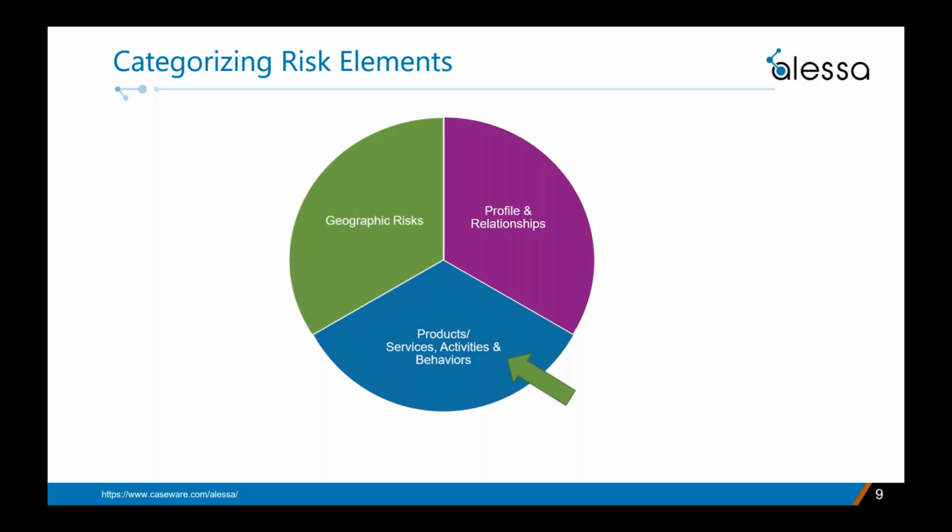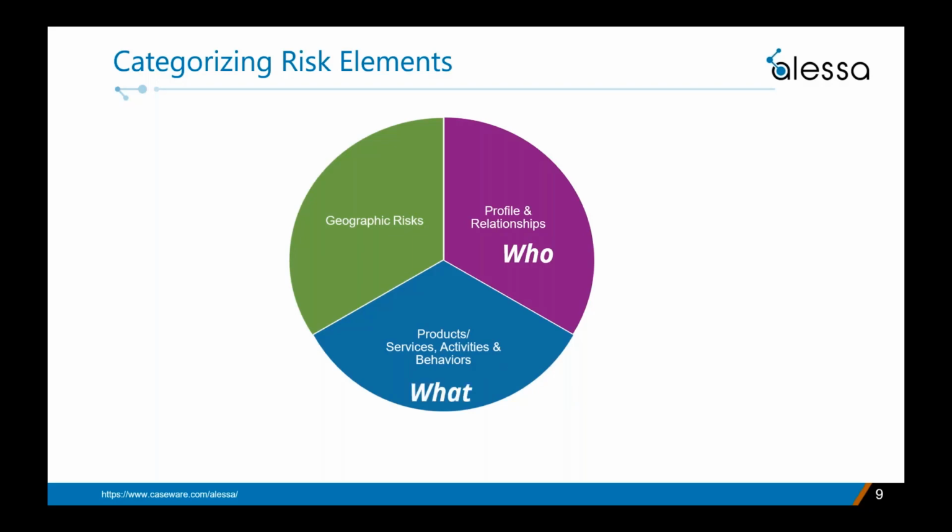The next category is products, services, activities, and behaviors, and we covered this in the second webinar. It includes all the things the customer will do or is doing through your institution. In essence, it's about how the products and services the customer uses, and their transactional activities and behaviors or patterns of behavior, can have a higher money laundering risk.